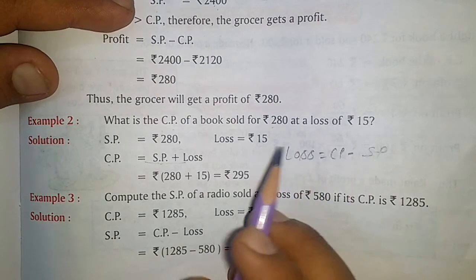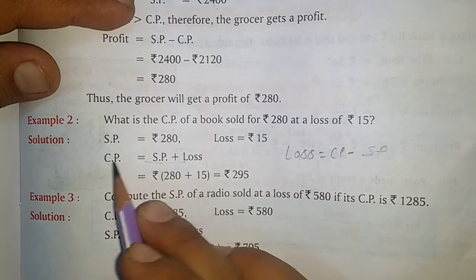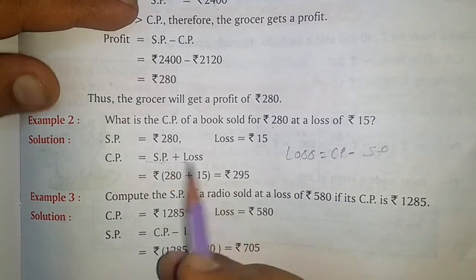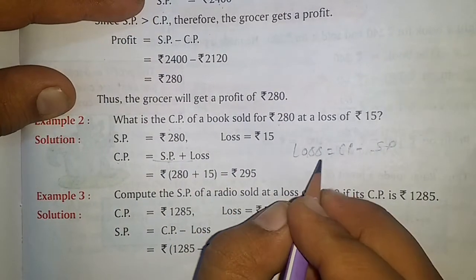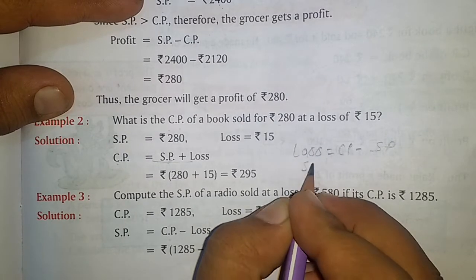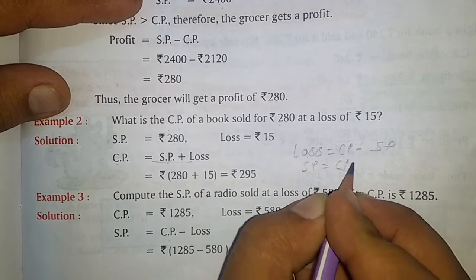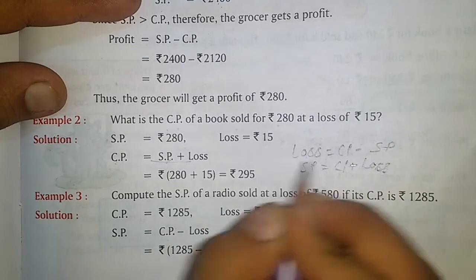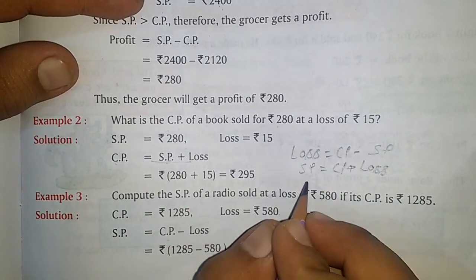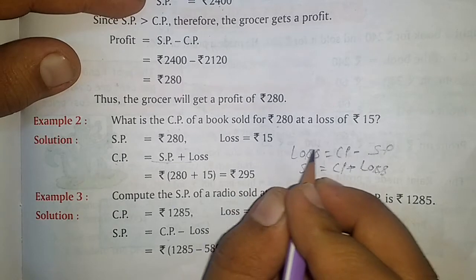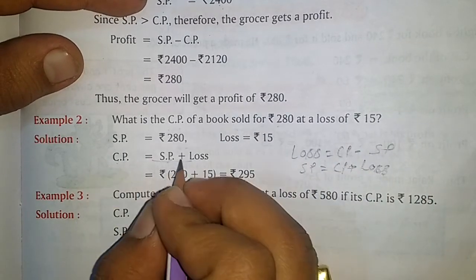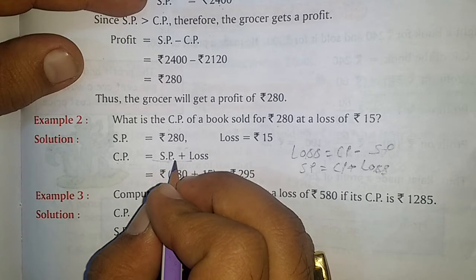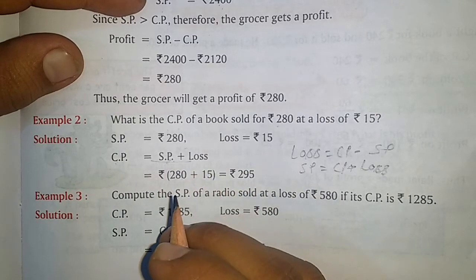In this there can be three formulas. CP is equal to SP plus loss, or yet another formula can be SP is equal to CP minus loss. This can also be the formula. SP is equal to CP minus loss, loss is equal to CP minus SP, or CP is equal to SP plus loss. Okay, so the formula can be interchanged like this.